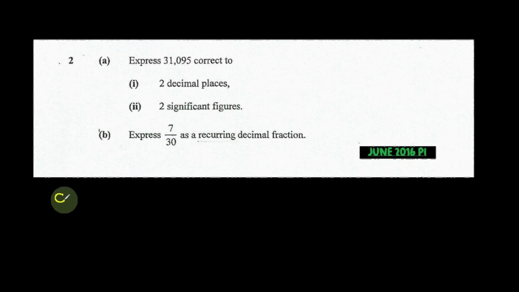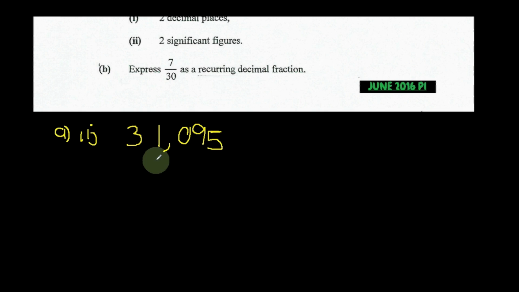We're going to start with A. $31,095 to 2 decimal places. 9 here is the second decimal place, 0 is the first decimal place, so we focus on 9. Now we look on the right side, we have 5. 5 rounds up, therefore we get 10, then we add a 1 on 0, we get 31,10.